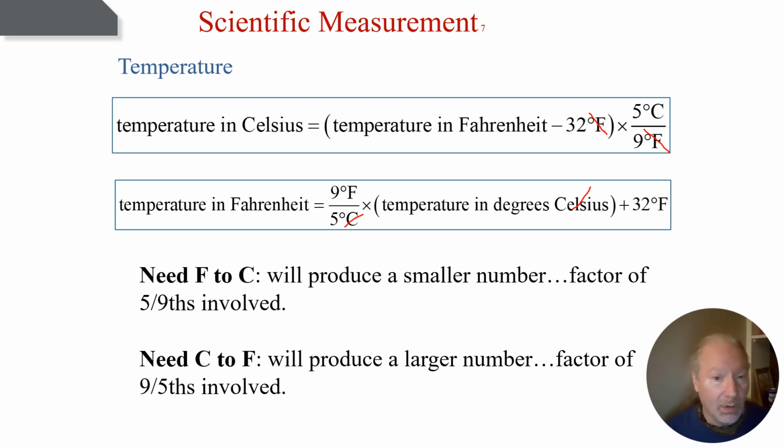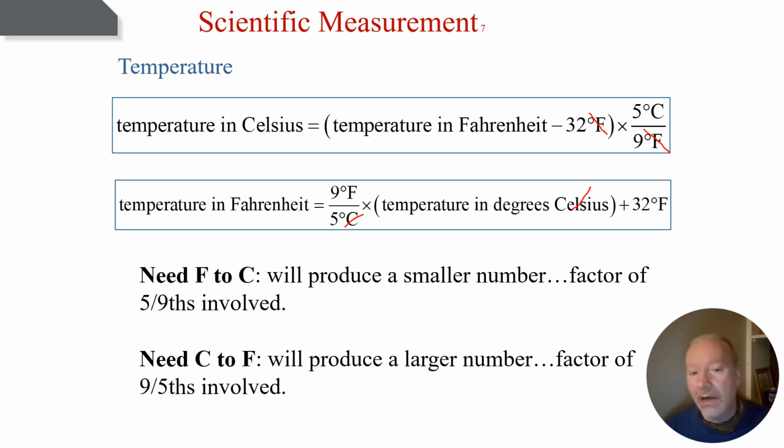We can reverse that. We can take something that's in Celsius and convert it into Fahrenheit. So we insert the temperature in degrees Celsius. Say we're given 40 degrees Celsius. We're going to take that 40 degrees Celsius and multiply it by 9/5. We're going to cross out Celsius and get Fahrenheit. We're going to add 32 more degrees to that. So we're going to get a larger number than we started with in this bottom equation.